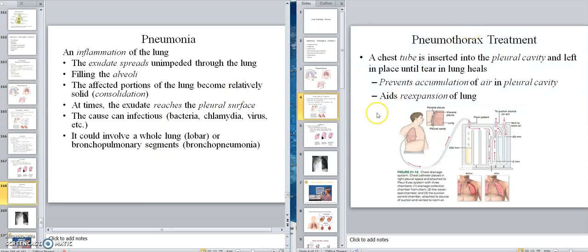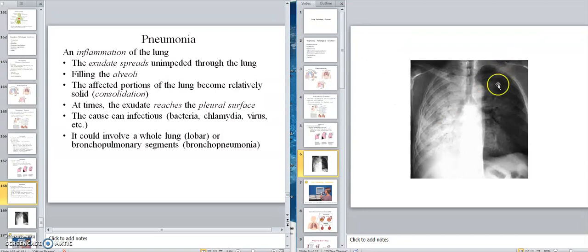Pneumonia is basically an infection of the lung. And what you do is you get this infiltrate here, inflammation of the lung, pneumonia. Some will call it pneumonitis. The exudate, that's that infiltrate here, spreads unimpeded through the lung, filling the alveoli. That exudate, okay? And the affected area becomes relatively consolidated, solid, with all this exudative fluid. At times, the exudate reaches the pleural surface.